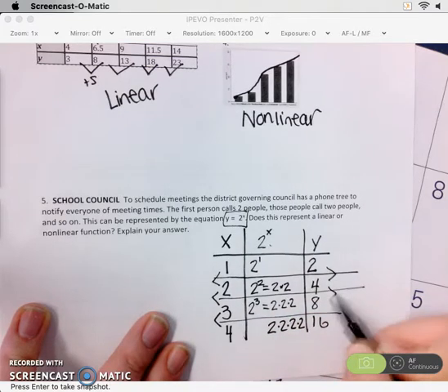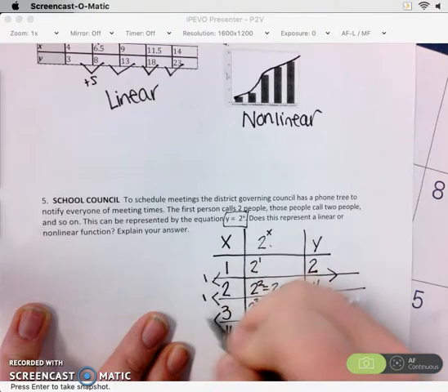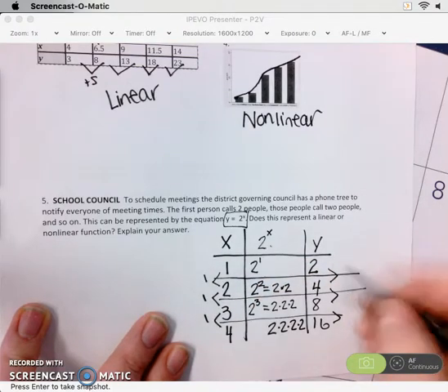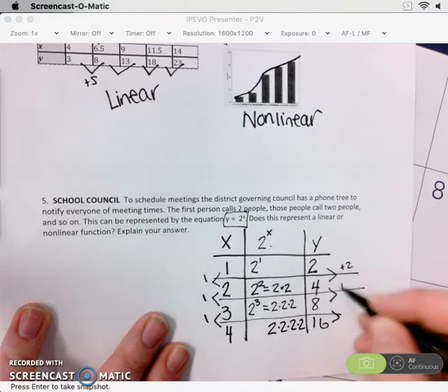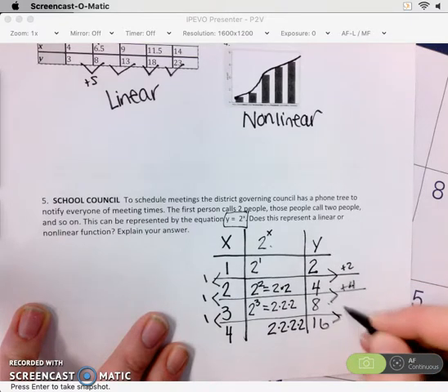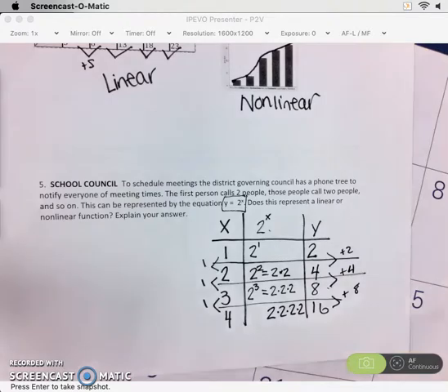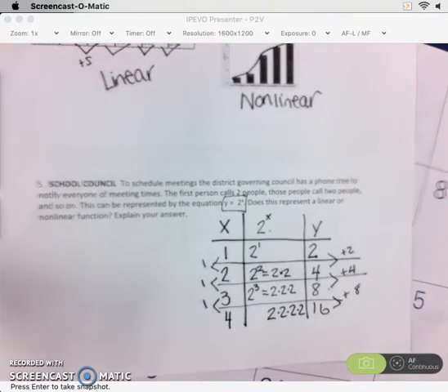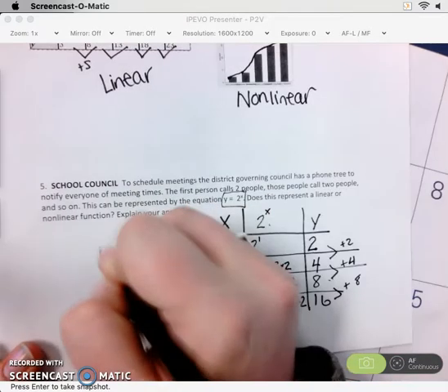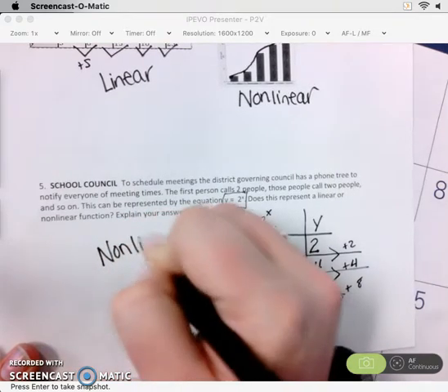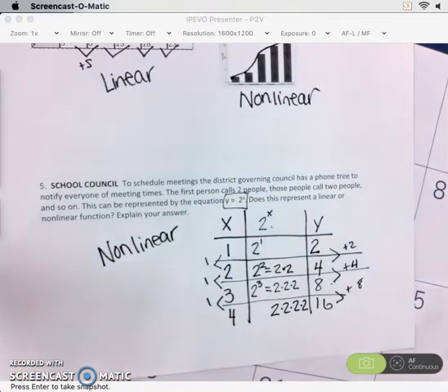Find the difference or the rate of change. So here all the change is 1, but on this side it's 2 to 4, which is adding 2. 4 to 8 I'm adding 4. 8 to 16 I'm adding 8. Are they all the same or all different? They're all different. So it's going to be nonlinear. Are we all okay with telling if a relationship represents linear or nonlinear? Yep.